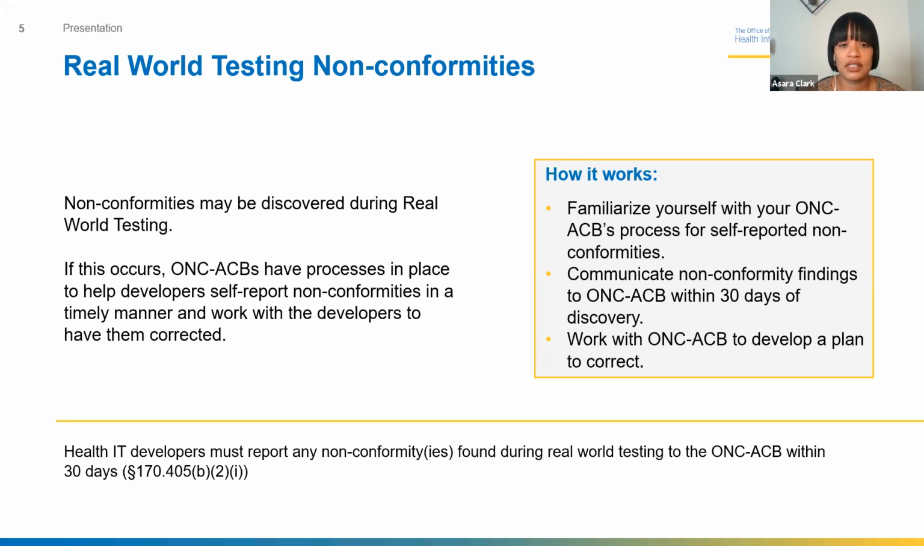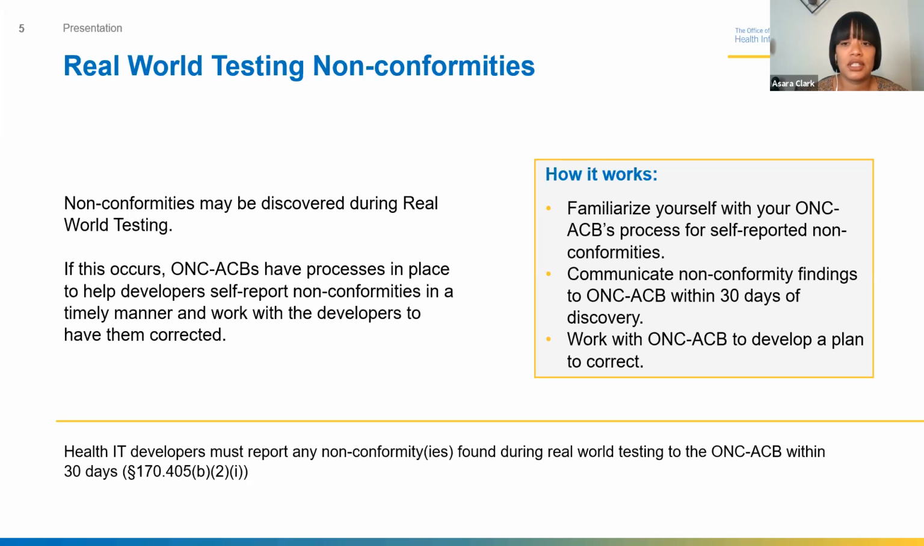We want to make sure that everything is operating and the functionality is there. But if this occurs, ONC ACBs have processes in place to help health IT developers self-report on these nonconformities, and in a collaborative manner will work with you to have them corrected. So how this all would work, you just want to do what you would normally do when you're maintaining your certifications and ensuring that the functionality still exists and that it's still conformant.